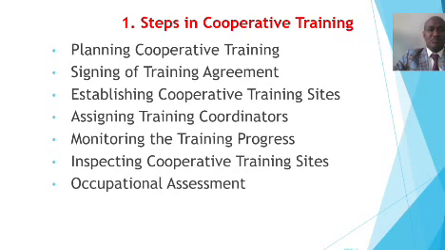Well, the first topic is steps in cooperative training. There are about 7 steps that you should follow in order to implement cooperative training. The first one is planning cooperative training. What does planning mean? We will see that. The second one is signing the training agreement, or signing an MOU, Memorandum of Understanding. The third one is establishing cooperative training sites. The fourth one is assigning a training coordinator. The fifth step is monitoring the training progress, and the sixth one is inspecting cooperative training sites. Last but not least is dealing with occupational assessment. What do they mean? We'll see them in detail.